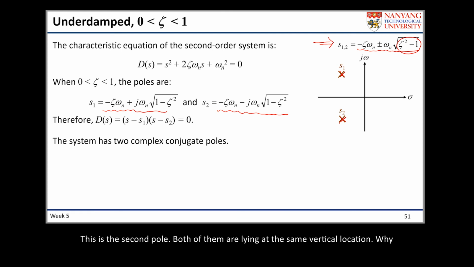Both of them are lying at the same vertical location. Why is it like that? Because they have the same real part and the imaginary part only differs by the sign there. So in the S-plane, it's just mirrored about the real axis here. That is the behavior of an underdamped second order system.